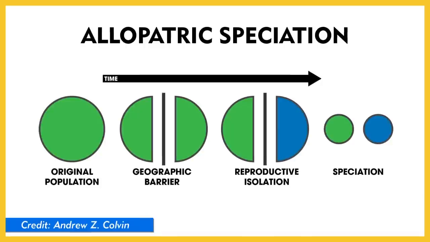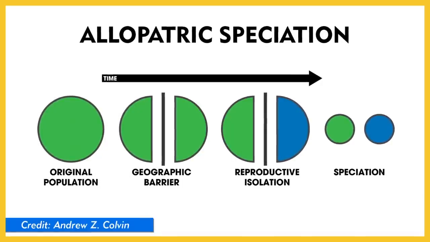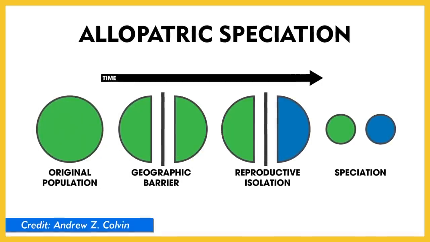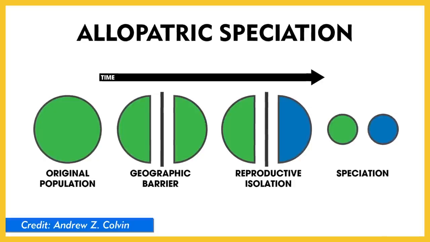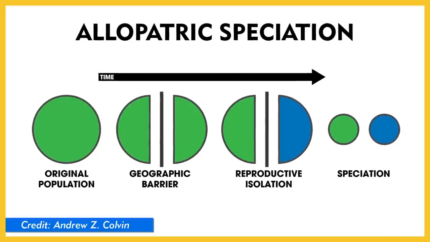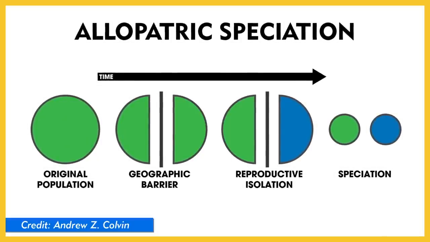The first type is allopatric speciation. This happens when 2 populations of a species are geographically isolated. Over enough time, genetic changes can occur for both populations, and if enough changes happen and the 2 populations never mate with each other, a new species can evolve.